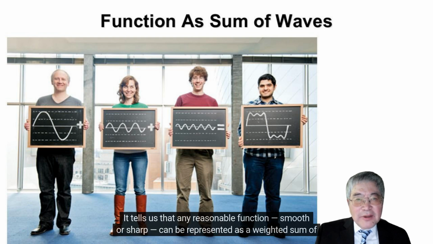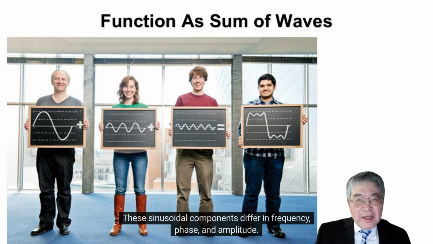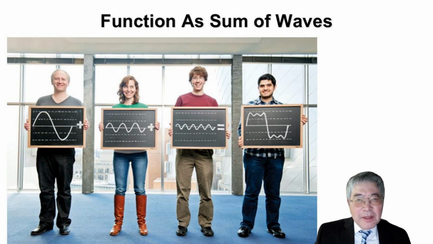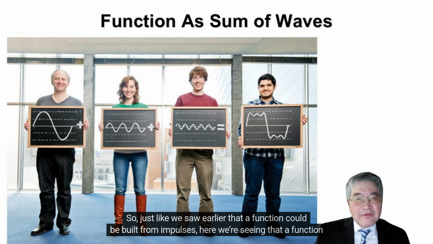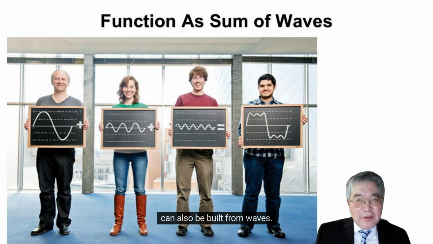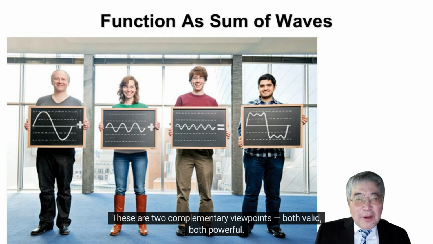It tells us that any reasonable function, smooth or sharp, can be represented as a weighted sum of sine and cosine waves. These sinusoidal components differ in frequency, phase, and amplitude, but together they can recreate signals of almost any shape. So just like we saw earlier that a function could be built from impulses, here we're seeing that a function can also be built from waves. These are two complementary viewpoints, both valid, both powerful.